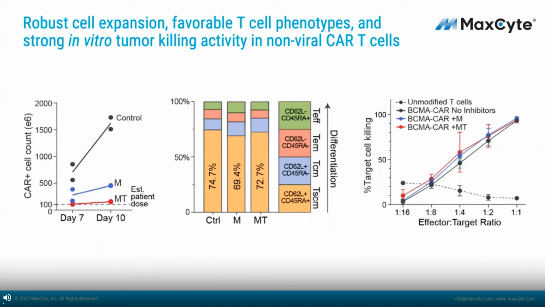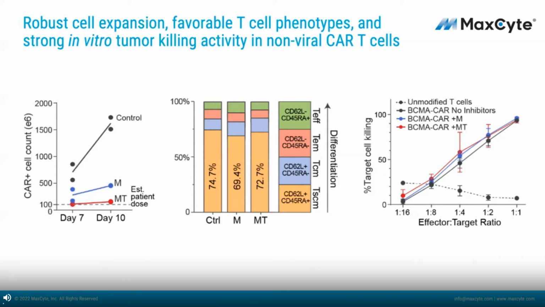And so on the left here, we're looking at the CAR positive cell count. So these are cells that are stably expressing the BCMA CAR, either at day 7 or day 10 of the process. And in the black gray line at the top, this is just the standard Knockin with no inhibitors. And you can see we are able to achieve up to about 1.5 billion CAR T cells at end of process.